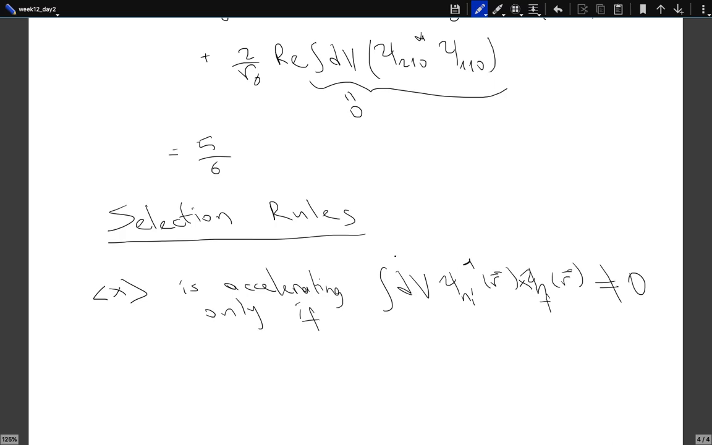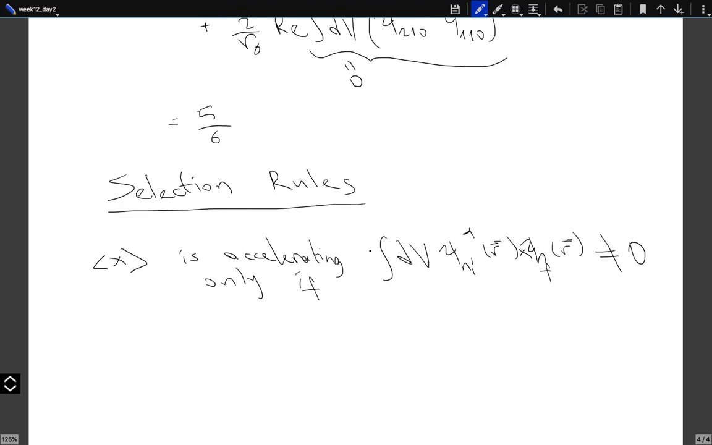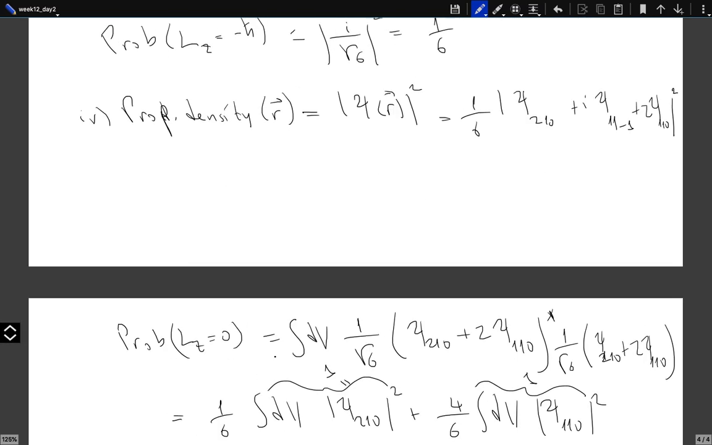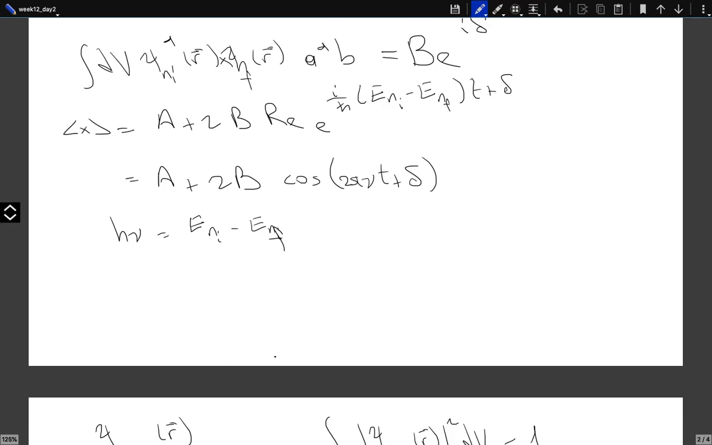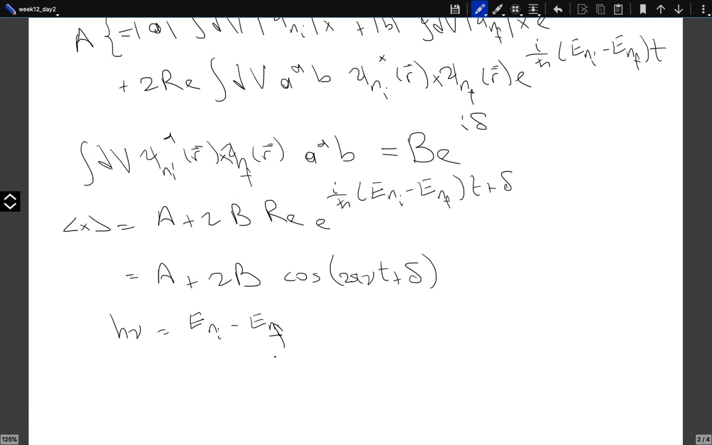Now, what are these selection rules? You see, this integral, well, if you go back, if b is non-zero, the expectation value is accelerating. It's not just changing; it's accelerating. It's oscillating.